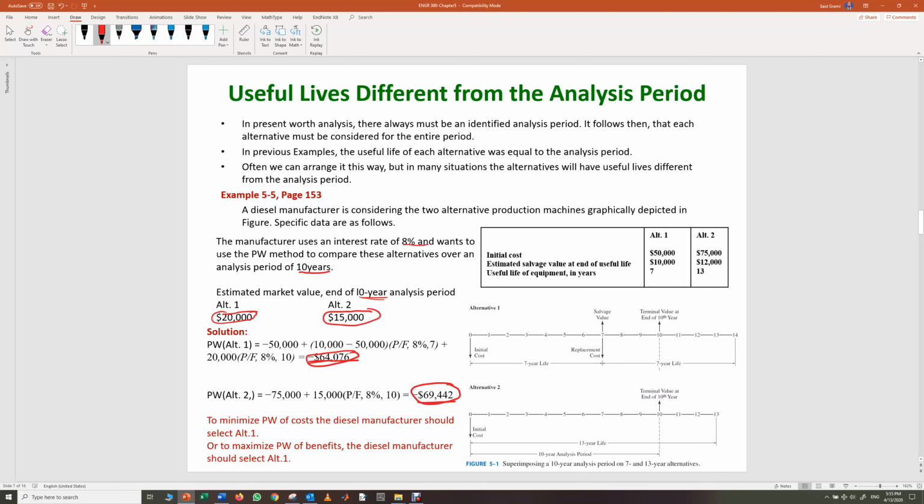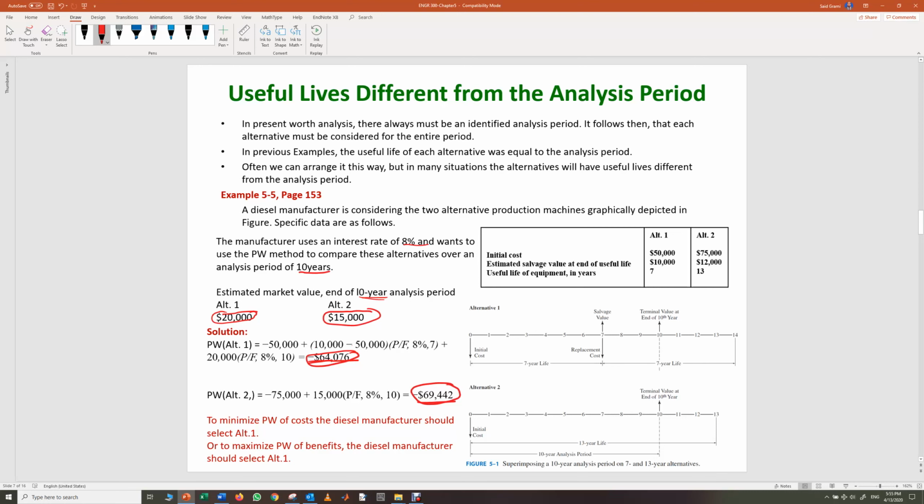Okay, so using the present worth, we have to take alternative 1, which has less present worth than alternative 2. So it's better to buy the machine here, sell the machine after 7 years, and buy another machine to cover the remaining years. So alternative 1 is better than alternative 2.